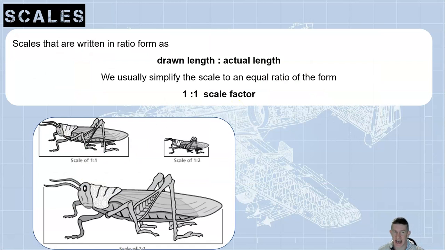So when we write a scale, it's written in the form of drawn length to actual length. So the 1-to-1 scale factor here means for every length that is drawn, the real one is the same length. So that would actually be an image that is the actual size of the thing. Here we can see this would be an example of it. So this is a 1-to-1 scale of a cricket. This is a 1-to-2. So for every 1 centimeter, the thing is 2 times bigger. And this is a 2-to-1. So I've actually drawn it bigger. Every 2 centimeters on the cricket is only 1 centimeter in real life. So it's always what we've drawn first, then what the actual length is second in the scale.